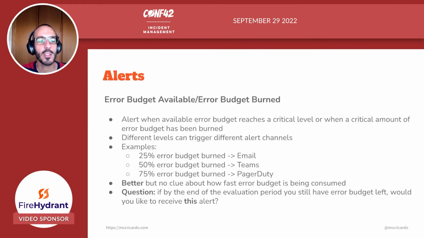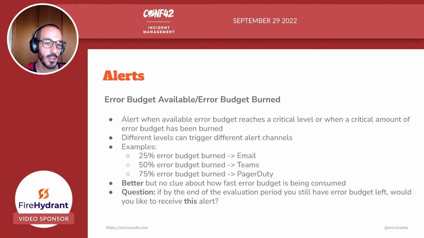So we can alert on the amount of error budget that we still have available or the amount of error budget that we have already burned. So we can set alerts when available error budget reaches a critical level or when a critical amount of error budget has been burned. And we can set different trigger levels to different alert channels. For example, if I have already burned 25% of my error budget, I can send an email. 50% I can alert someone on Teams or on Slack, and if 75% of my error budget has been burned, I can trigger PagerDuty or OpsGenie for someone to actually look into it.